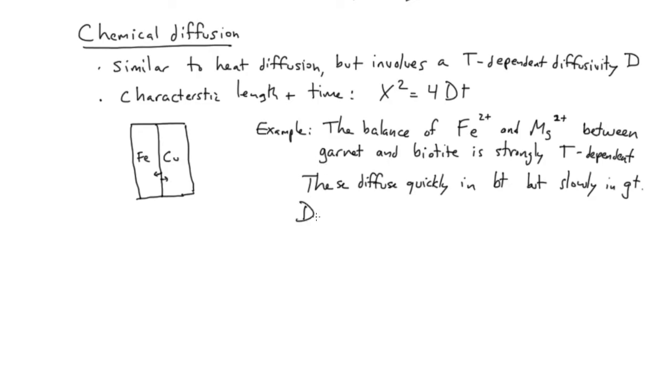And they're going to do that by diffusion. They're going to follow the sort of diffusion relationships that we've been talking about. Diffusion profiles in garnet constrain temperature histories of rocks.